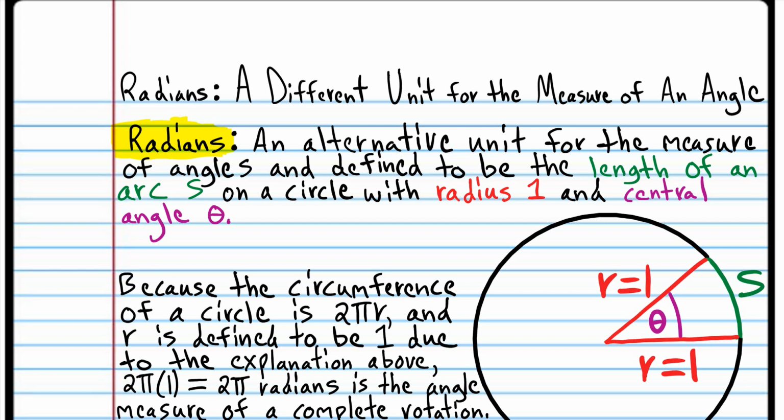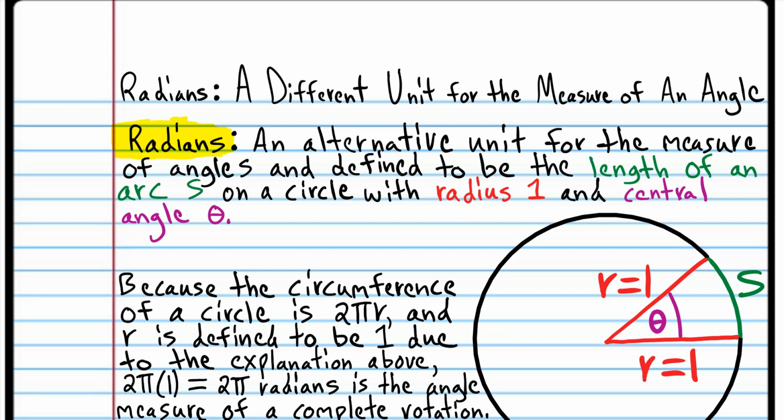In previous classes, we learned the degree unit for the measure of an angle. And most likely degrees came from the number of days in a year, the number of days it takes for the Earth to orbit around the Sun. There's not exactly 360 days, but roughly there are 360 days. And that's where the degree unit most likely came from.